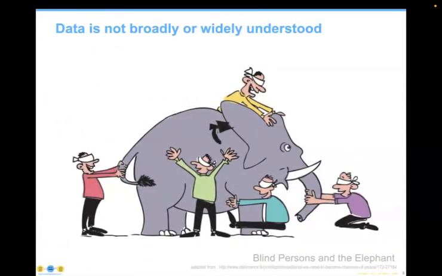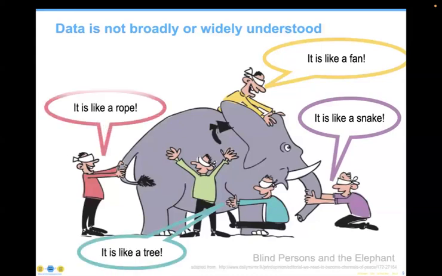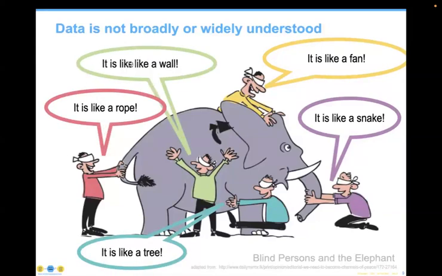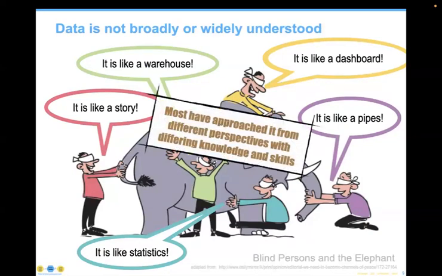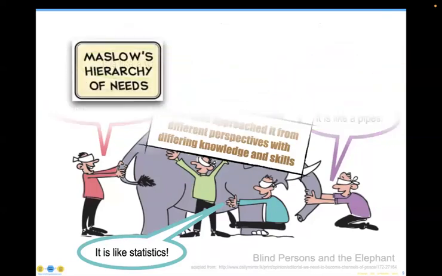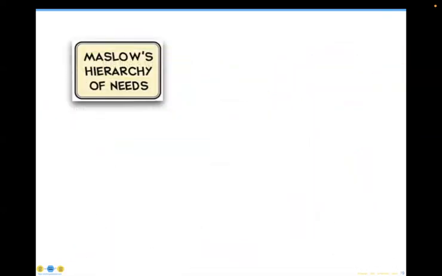Now, data management and data in general is not broadly or widely understood. Almost everybody around the world understands the picture of the blind people and the elephant. Some of them think it's different parts depending on how they encounter it, and data is exactly the same way. There are all sorts of different ways people encounter data, but the problem is most have approached data with different knowledge and skills. We don't have a core set that we've been able to get into the curriculums of programs on this.